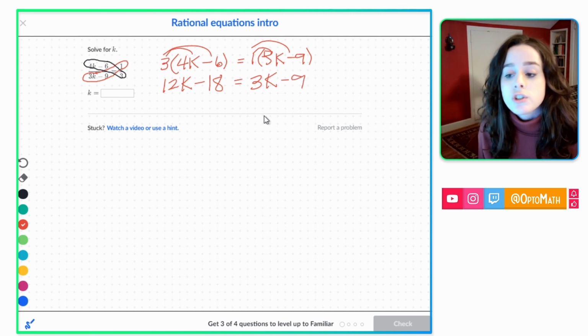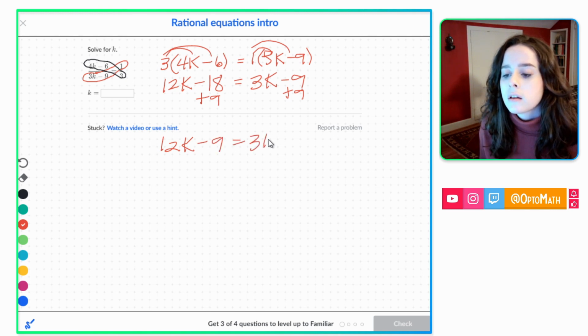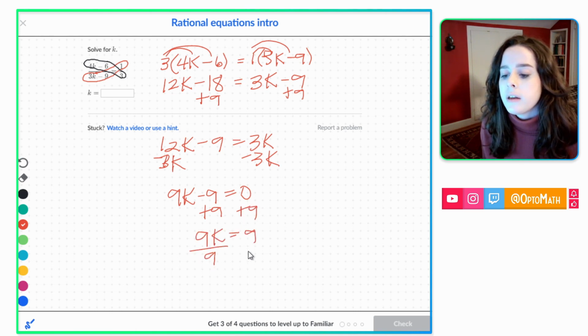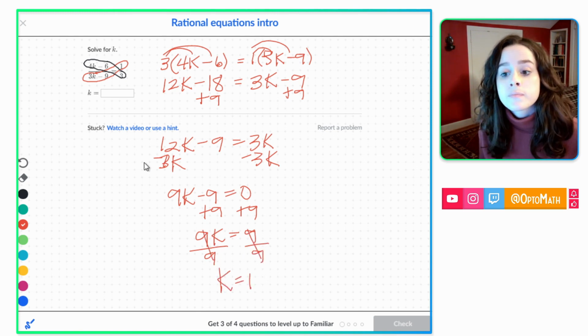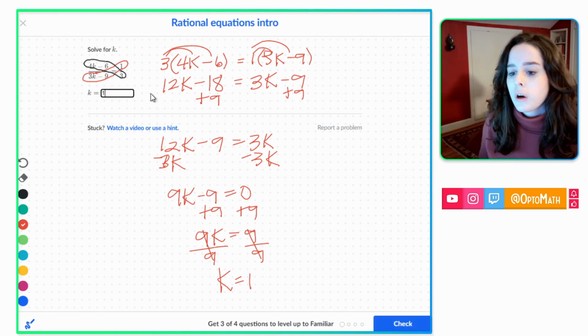Now we want to continue to solve. We'll combine like terms, so let's add 9 to both sides. Now we have 12k minus 9 equals 3k. We could subtract 3k from both sides, or we could have subtracted 12k. It doesn't matter. Then we get 9k minus 9 equals 0. We can add 9 to both sides: 9k equals 9, and dividing both sides by 9, we get k equals 1. So k equals 1. Let's see if we're correct.